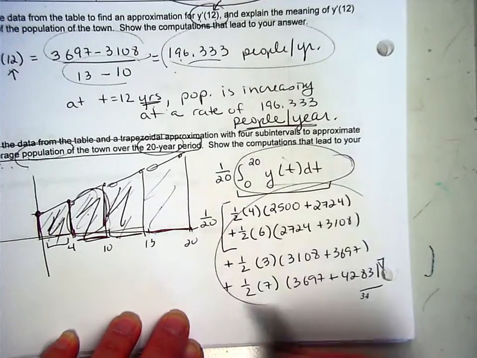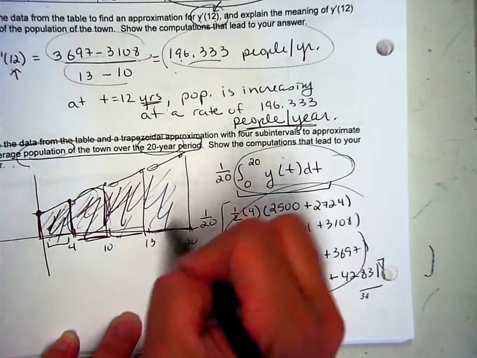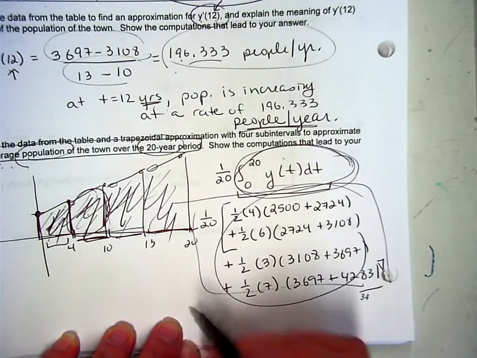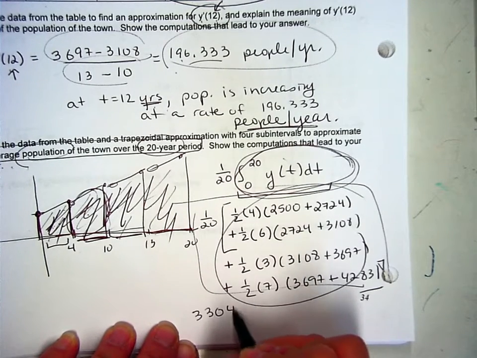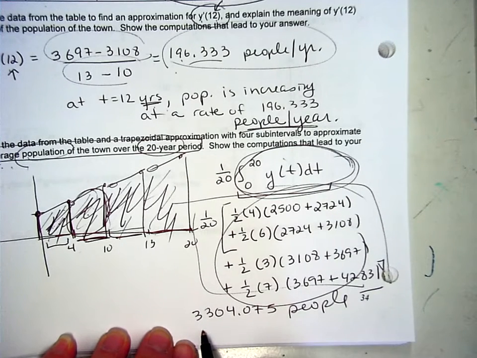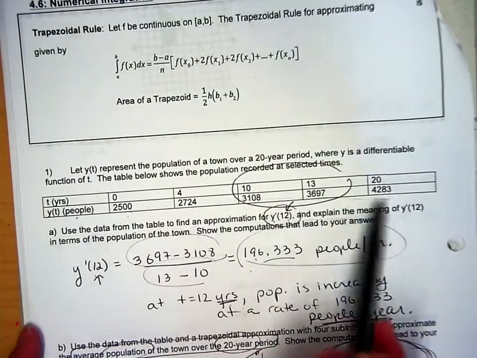So this is an approximation for this area underneath the graph, which is an approximation for that definite integral right there. So whatever all of this ends up being, if you punch it out, this is what we get. So it's saying on average, over that 20-year time period, there were on average 3,304 people. And that seems to make sense with these numbers that I'm given.